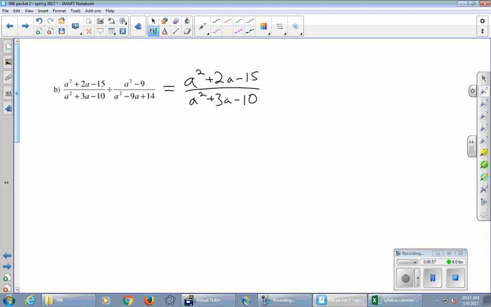And we change that division symbol to something that we can work with more easily. What do we change it to? Multiplication. Every division problem turns into a corresponding multiplication problem. But you have to pay for that change. What do you do with the second fraction to pay for the change? Flip it over.